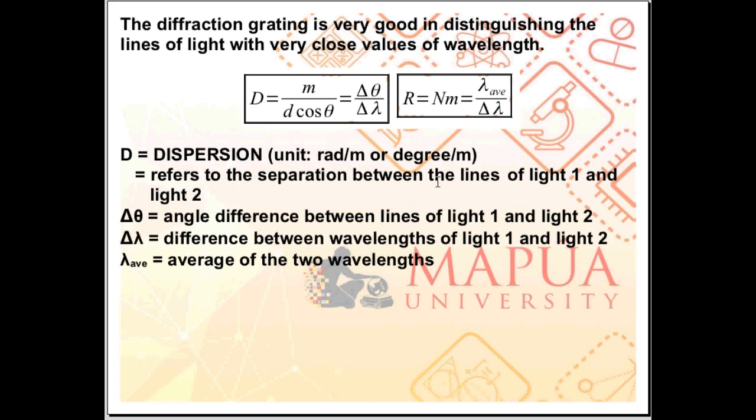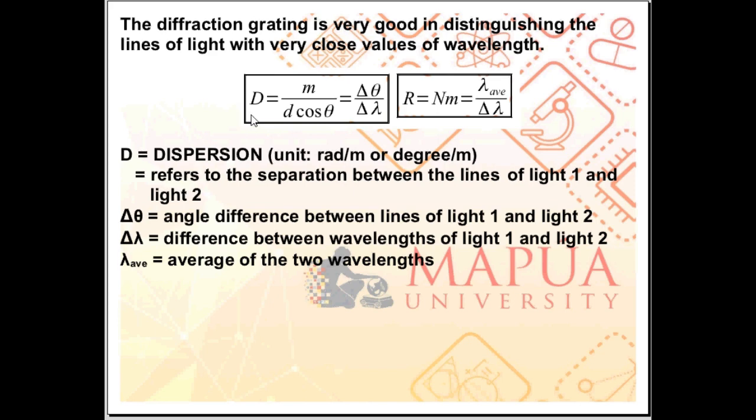With the single slit diffraction and even with the two slit interference, they're not very good in distinguishing wavelengths with very close values. Whereas the diffraction grating is very good at distinguishing wavelengths of very close values.